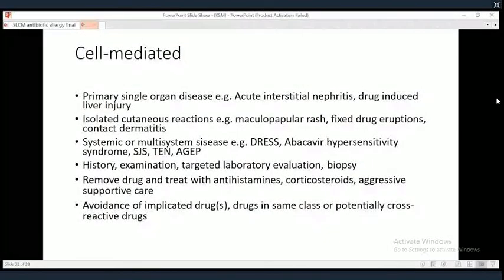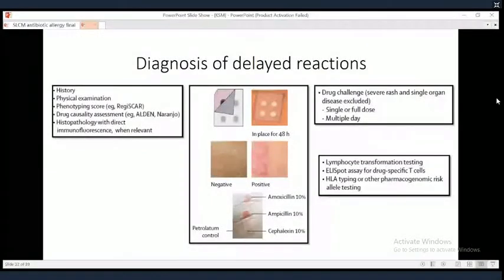So those systemic or multi-system diseases are quite severe ones where you can't even test the patient afterwards. So you have to rely on the history when you label these patients to have that particular condition, and probably you can do a biopsy sometimes to confirm the diagnosis as well.